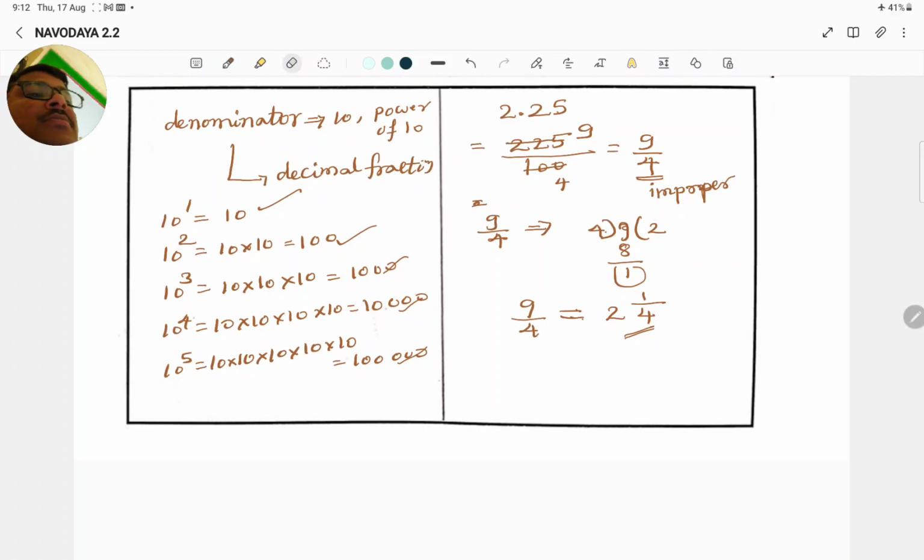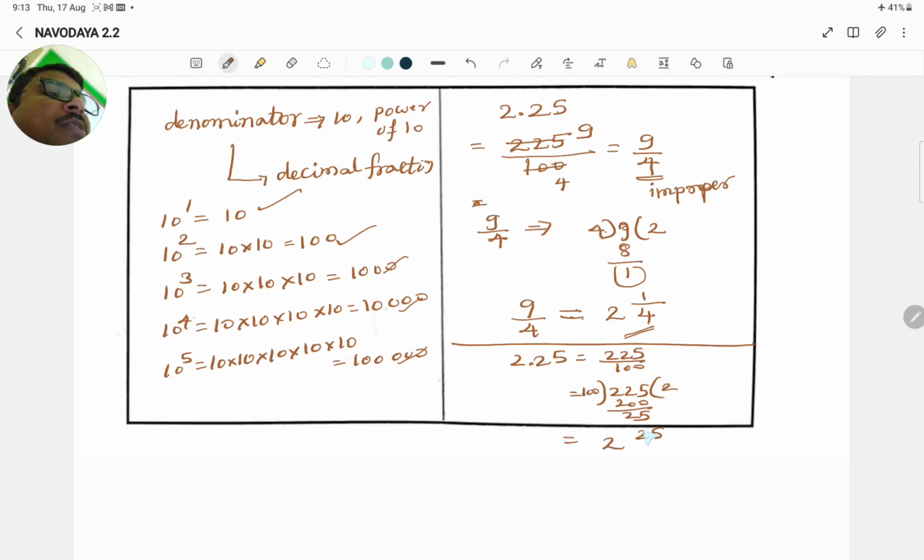Next, we can also do it directly. Here 2.25 is nothing but, after the point how many digits are there? 2 digits, that's why 225 divided by 100, that is 225 dividend and 100 divisor. 100 twos are 200, remainder 25. Now the answer is 2 quotient, 25 remainder, 100 divisor. Simplifying 25 by 100, we again get 2 1 by 4.